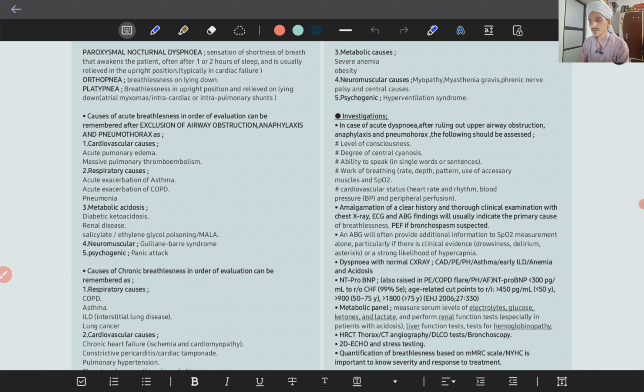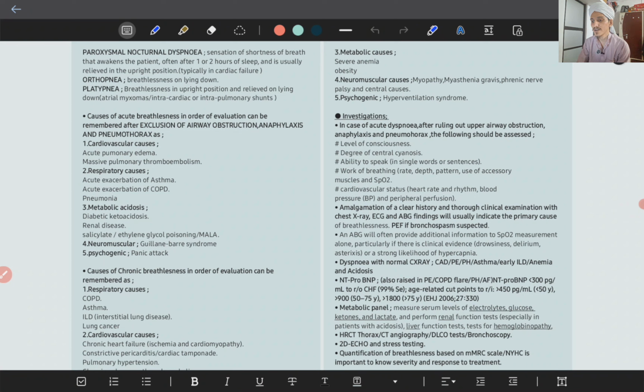Previously, we have discussed the other cardinal symptom of the pulmonary system, that is breathlessness or dyspnea. We have completed the definition, pathophysiology, causes and clinical features, and in brief the investigations of those diseases. Now we will discuss the investigations and treatment in general, and in brief the treatment of some specific common disorders.